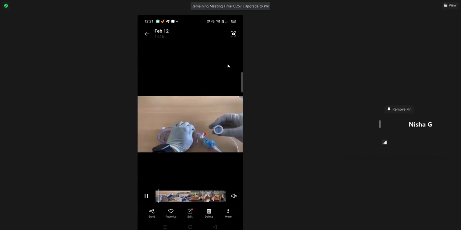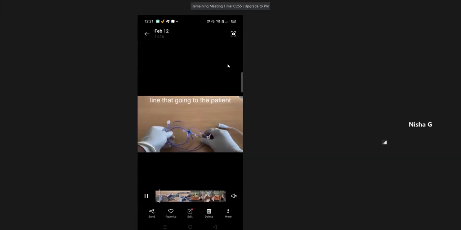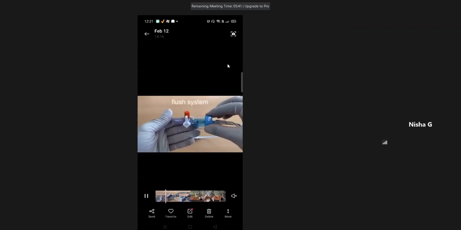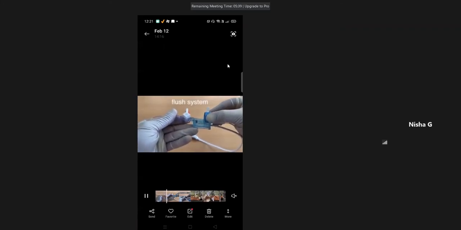So are you able to see the different parts over here? He's showing you the line that is going to the patient. Now he's showing you this plastic horizontal square device, which is the transducer. On that, now he will press that spring-like thing. That is the flush. So if I press it, a very fast bolus of NS will go into the artery. That is the flushing system.